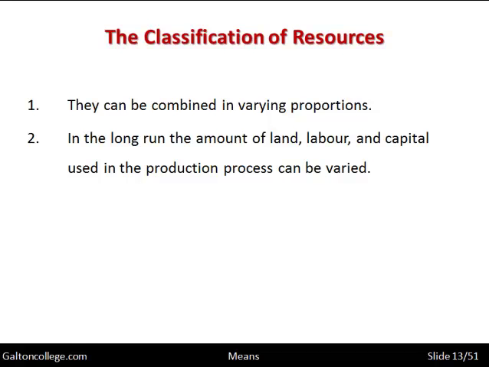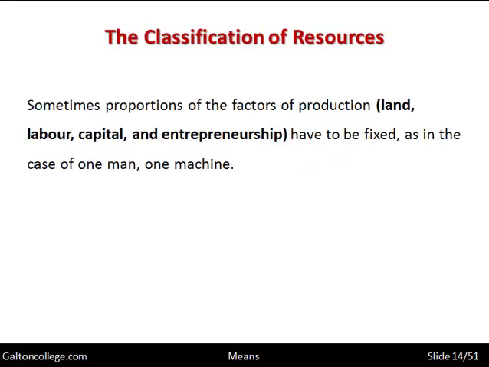In the long run, the amount of land, labour, capital used in the production process can be varied. So the amount of resources used can be varied as technology changes. Sometimes proportions of the factors of production, as I said, the factors of production are the land, labour, capital and entrepreneurship, or enterprise as we called it earlier.